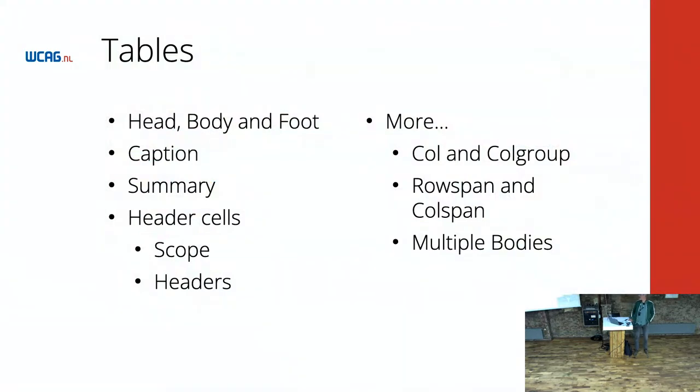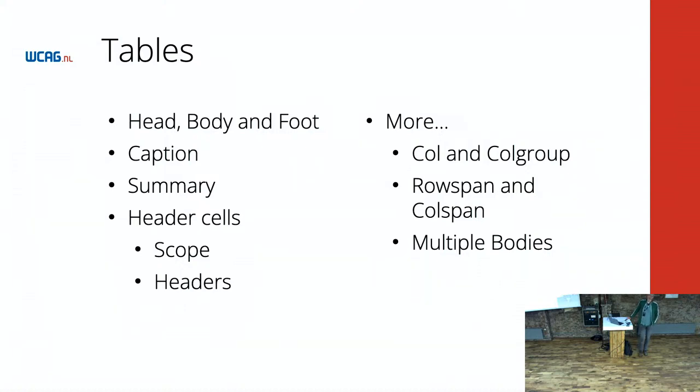Next one is tables. Most of them are from views. So tables have a head, a body, and a foot. Use a caption. If you navigate by tables, then the caption is like the title of your table, so you need that. You could use a summary. And of course, most tables will have header cells, and they will have a scope and a headers attribute for the data cells. I will show it.